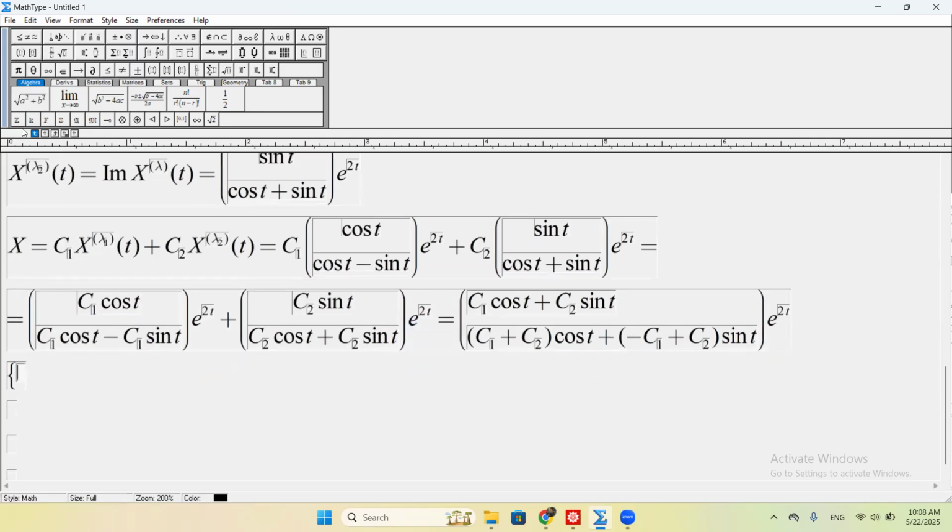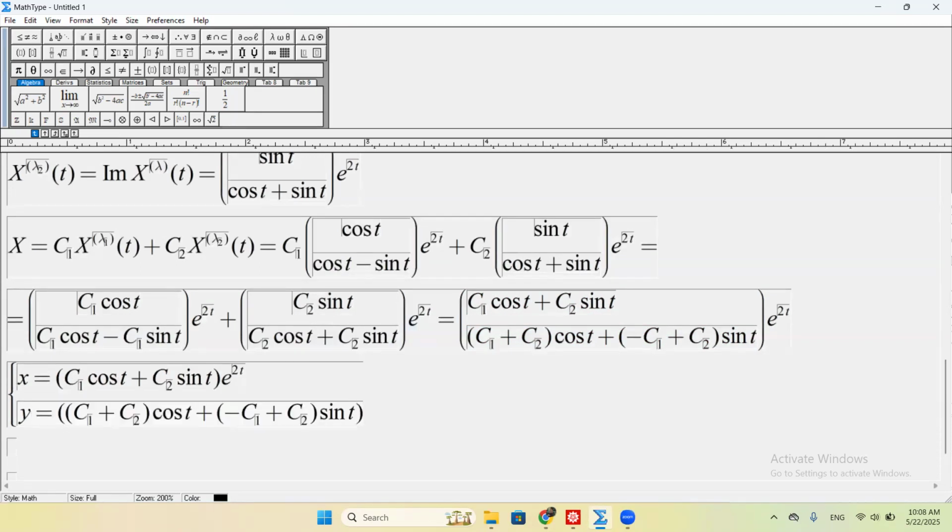How to write it in another form? So x will be equal to this expression multiplied by e to the power of 2t. And the expression for y is the following. This part will be multiplied by e to the power of 2t. So any questions about this exercise?